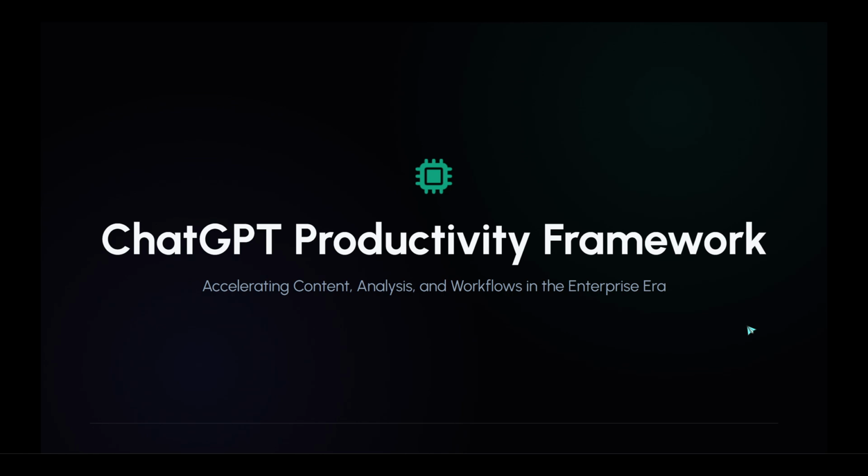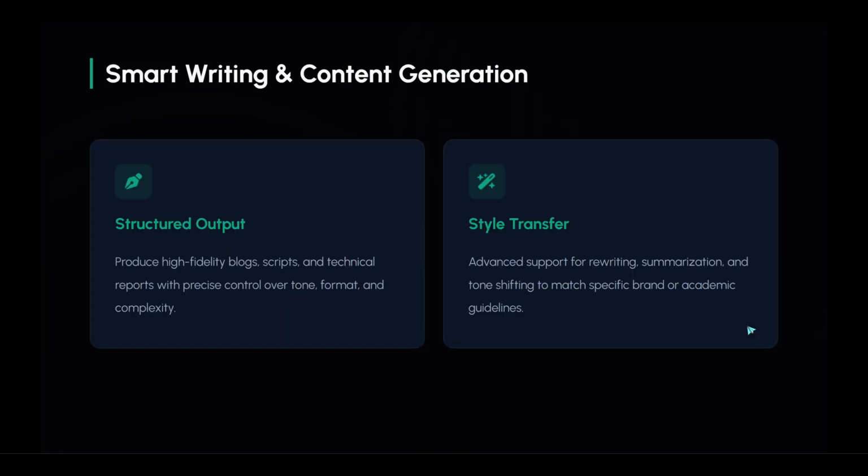First up is smart writing and content generation. ChatGPT can produce structured outputs like blogs, scripts, emails, and reports while matching a tone and format you specify. Think of it as a 3-stage workflow: draft, refine, compress.